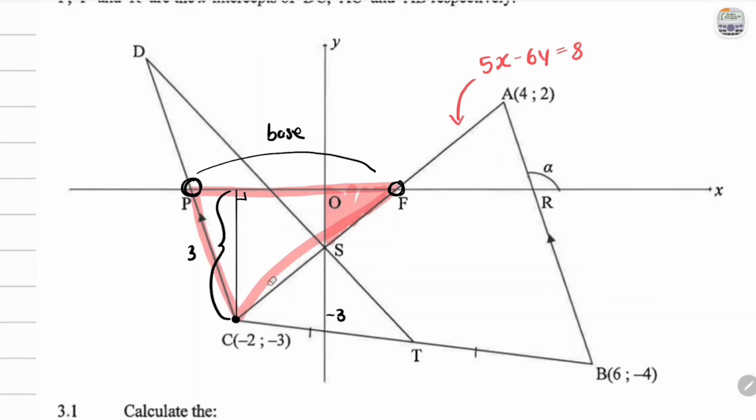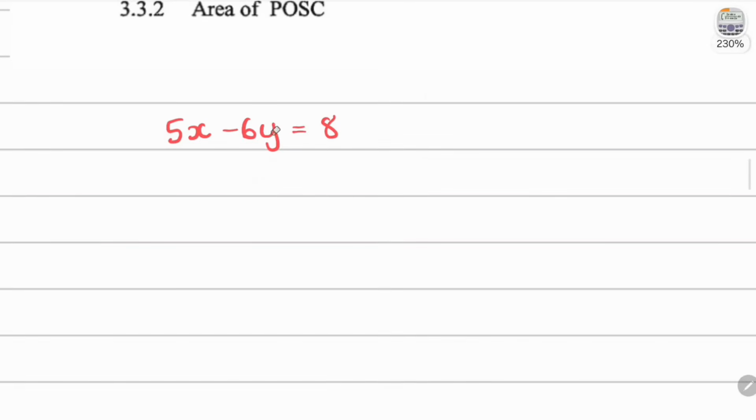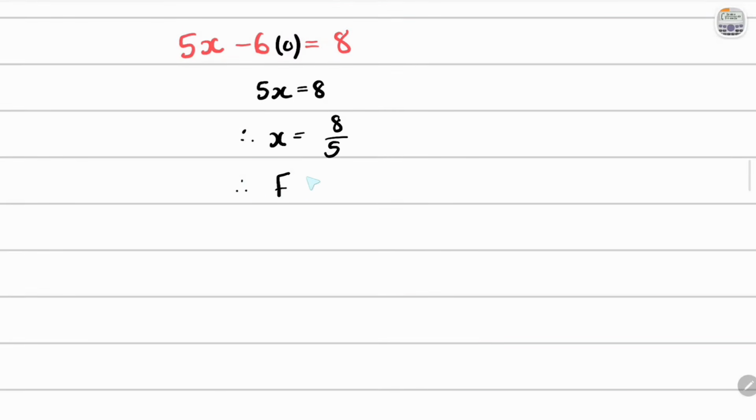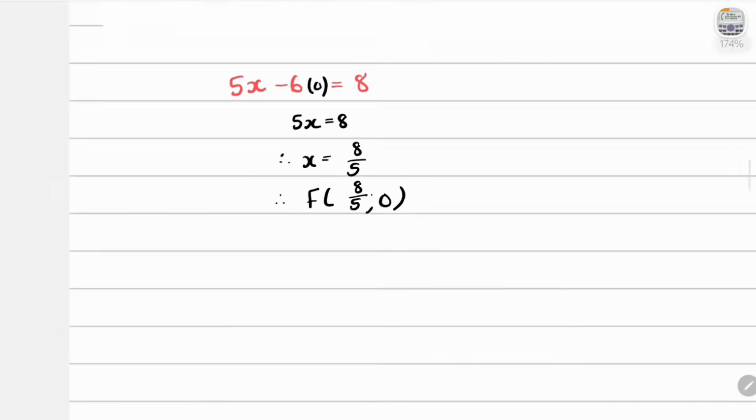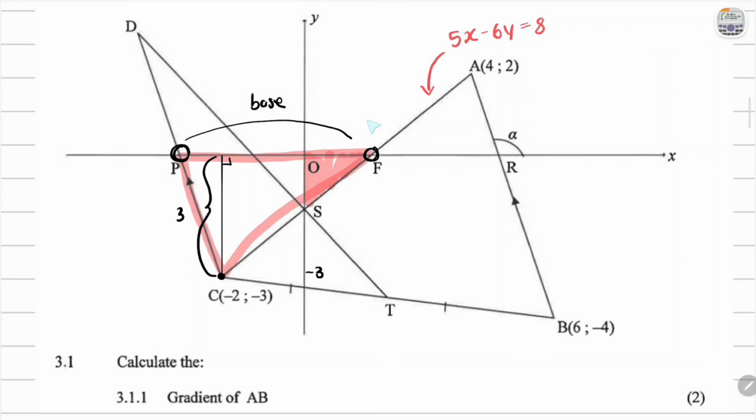So F lies on AC and it is the x-intercept. So we have the equation. We simply have to make y equal to 0 to find the x-intercept. So this is going to be 5x minus 6 times 0 is equal to 8. So that becomes 0 and we have 5x equals 8. Therefore, x equals 8 over 5. And so that would be F. F is the coordinates 8 over 5 and 0. Okay, let's go back up. So we know what this is now.